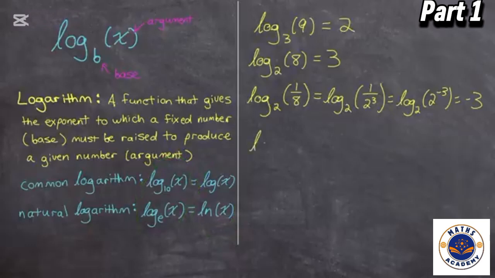If you were asked to evaluate log of 100, you'd have to know that even though you don't see a base on that logarithm, the base there is 10 because it's the common logarithm. So this expression means what exponent goes on 10 to make it equal 100. Well, 10 squared is 100, so the value of that logarithm is 2.